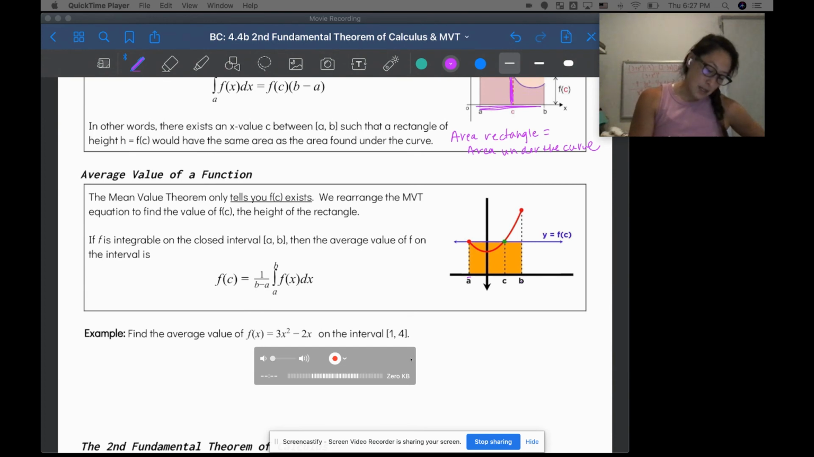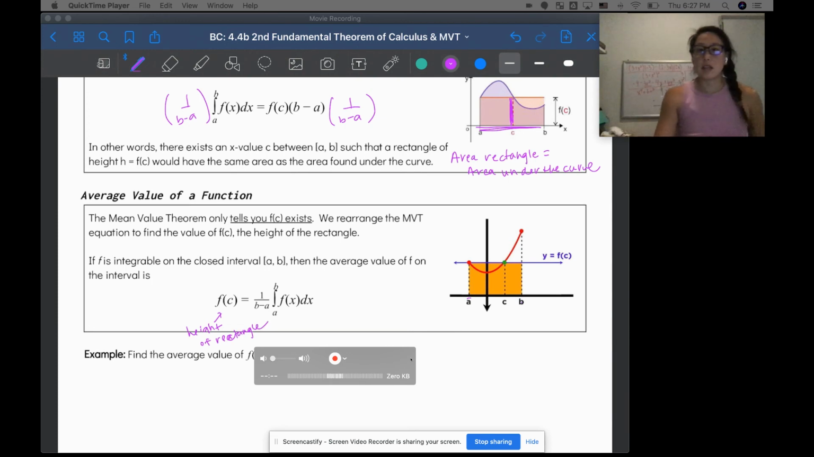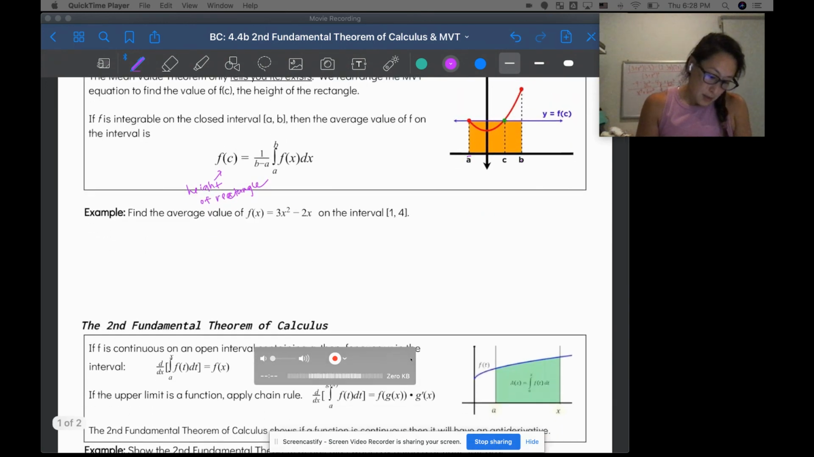So f of c is equal to, I'm going to multiply both sides by 1 over b minus a. And I get f of c, which is the height of that average rectangle, is equal to 1 over b minus a times the integral from a to b of f of x dx. So the area under the curve divided by the change in x. Okay. So here's an example.